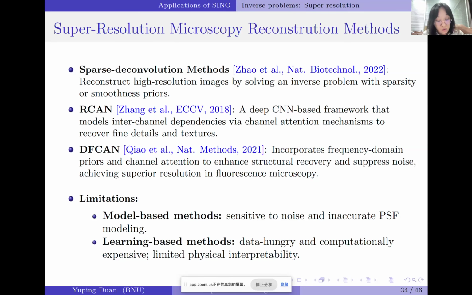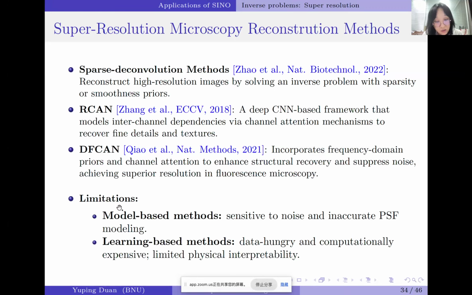Existing methods include both model-based and learning-based approaches. Sparse deconvolution methods use explicit priors such as the sparsity and the smoothness priors. RCAN and DFCAN learn the reconstruction from data, and DFCAN also uses the frequency domain information.